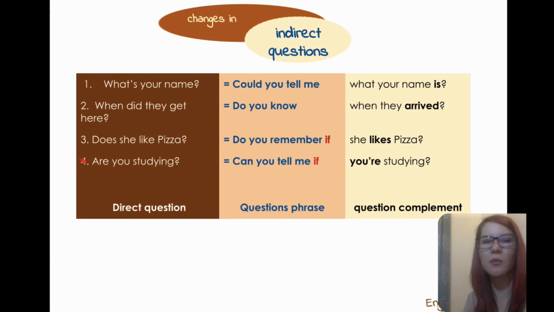And now notice an example with a longer verb, let's say a compound verb. Are you studying? Can you tell me if you're studying? So when we have verbs like in the progressive or the perfect aspect, we are not gonna separate the elements of the verb, and they would be like this: subject, the first verb, that would be be, and after that the ing form. So this is just for you to remember indirect questions and their changes.